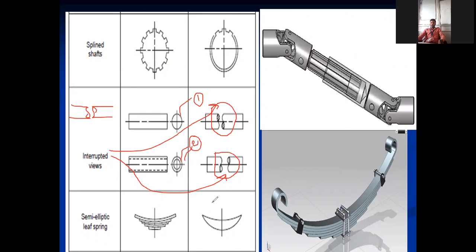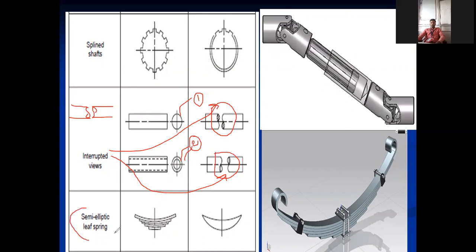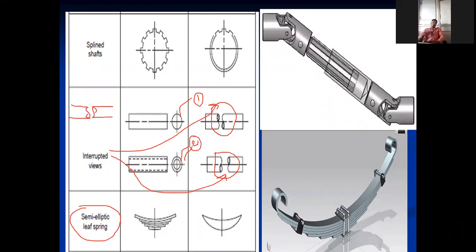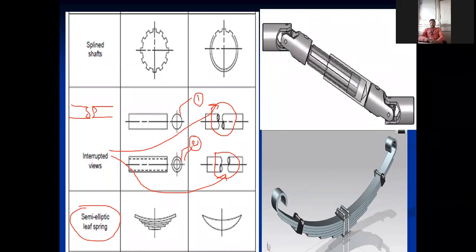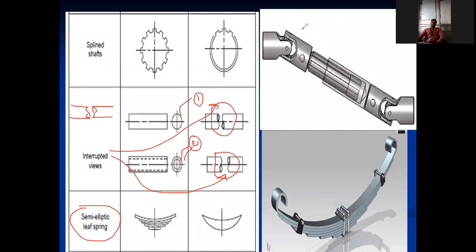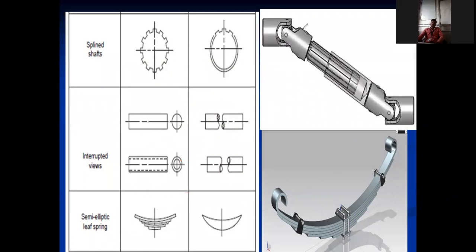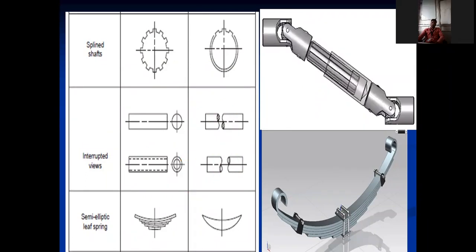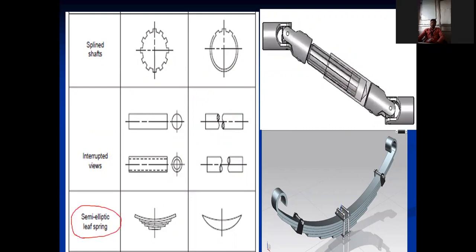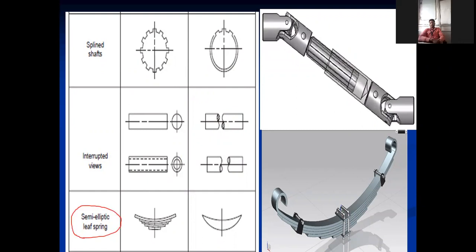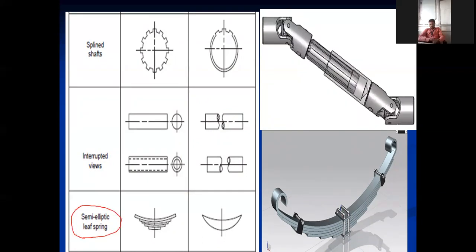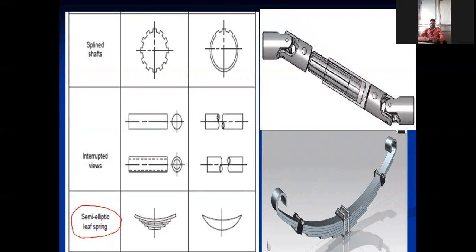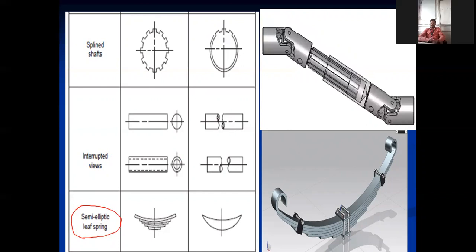Interrupted views. Okay. Further now, what is this name? Who will read this? Next one. What is the next component? Read on screen. What is this component? I have rounded it. Semi-elliptic leaf spring. Semi-elliptical leaf spring.